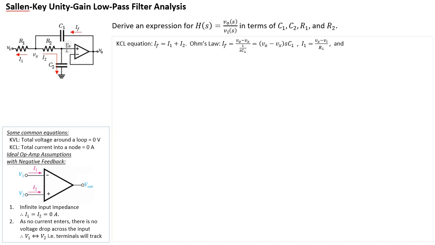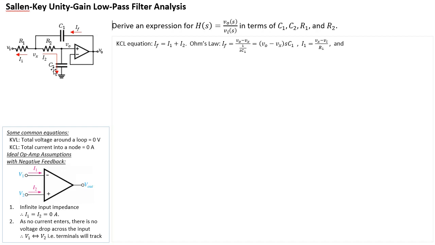Then it will be Vo minus 0 divided by 1 over SC2, which will be equal to I2 as well. Or I could even write a longer equation that connects all the way from Vx to ground, so Vx minus 0 divided by R2 plus 1 over SC2. So there are three different ways of writing it.